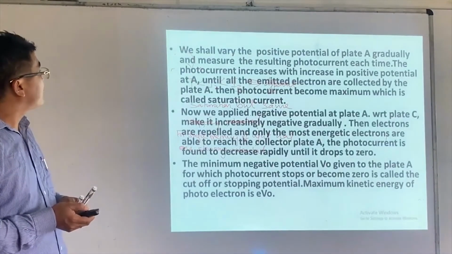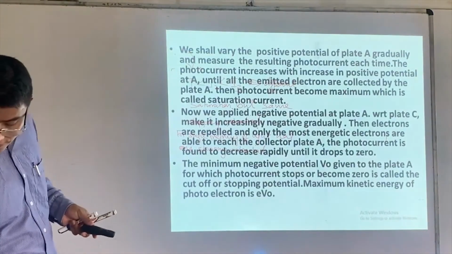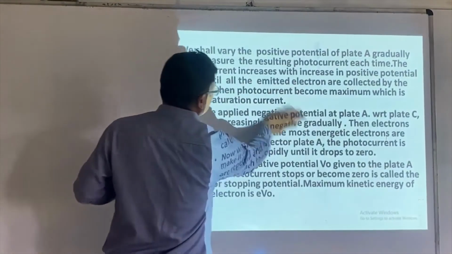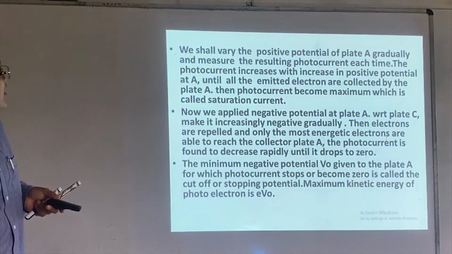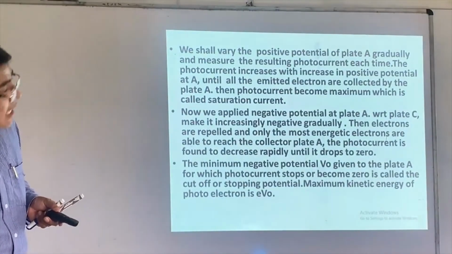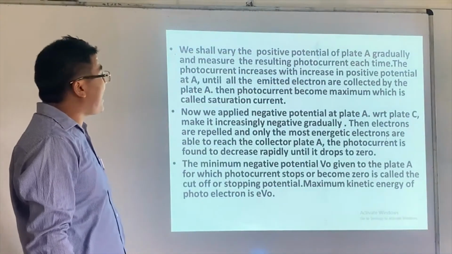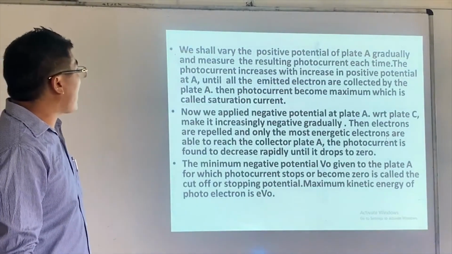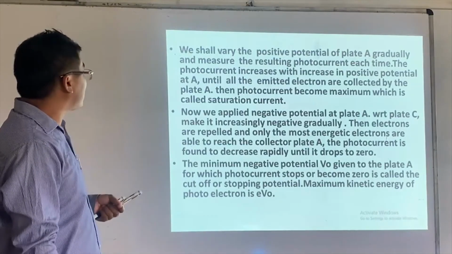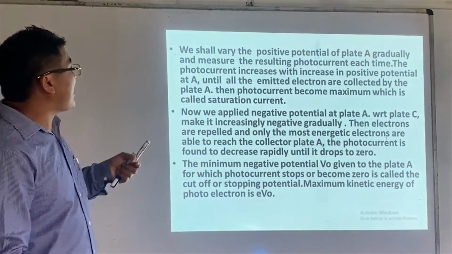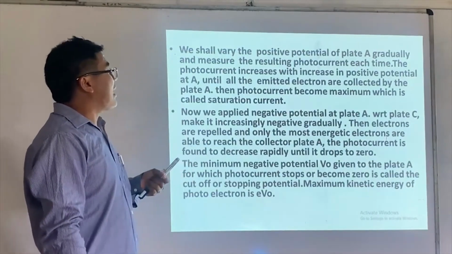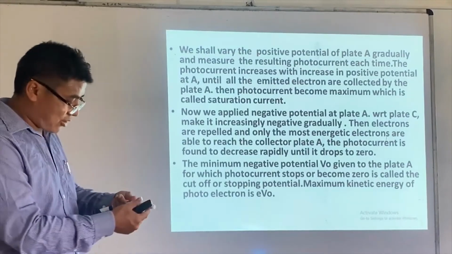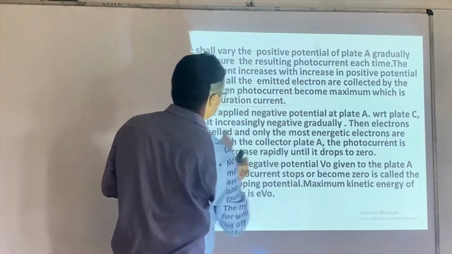Now the third one, this is what I have written as the explanation, right? However, we see, we shall vary the positive potential of plate A gradually and increase the resulting photocurrent each time. The photocurrent increases with increase in the positive potential at A until all the emitted electrons are collected by plate A. Then the photocurrent becomes a maximum, which is what we call the saturation current. This is what we talk about, saturation currents.